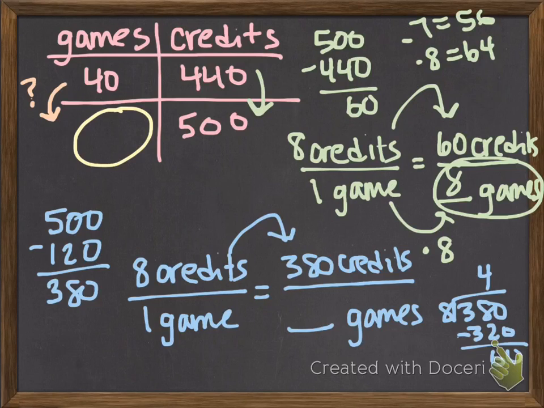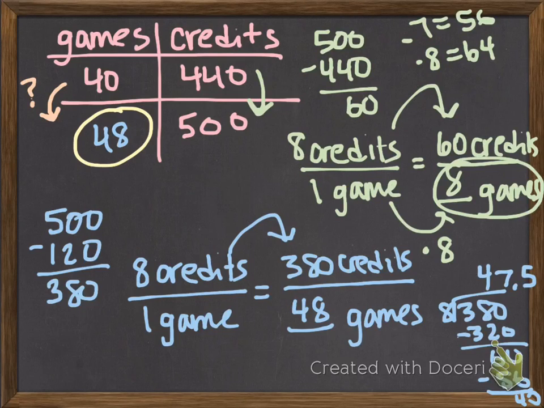8 goes into 60 7 times. 7 times 8 is 56. When you subtract, you get 40. And then 8 goes into 40 5 times. So you get 47 and a half games total is what he needs to play to get to 500 credits total. Okay? Well, you can't play 47 and a half games. So we're going to have to round up to 48 games.